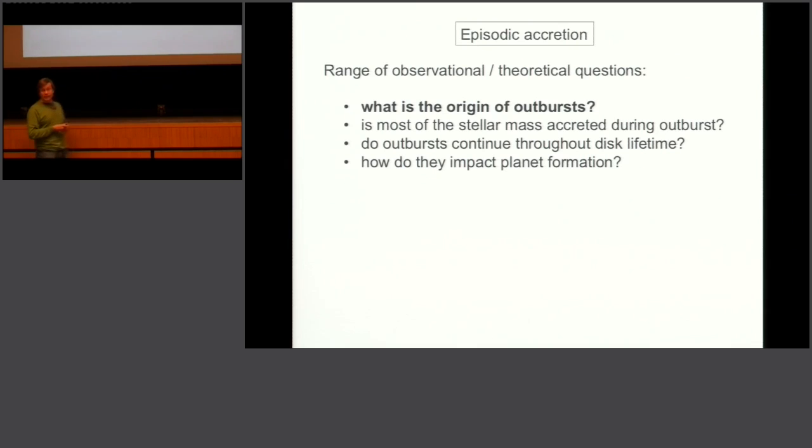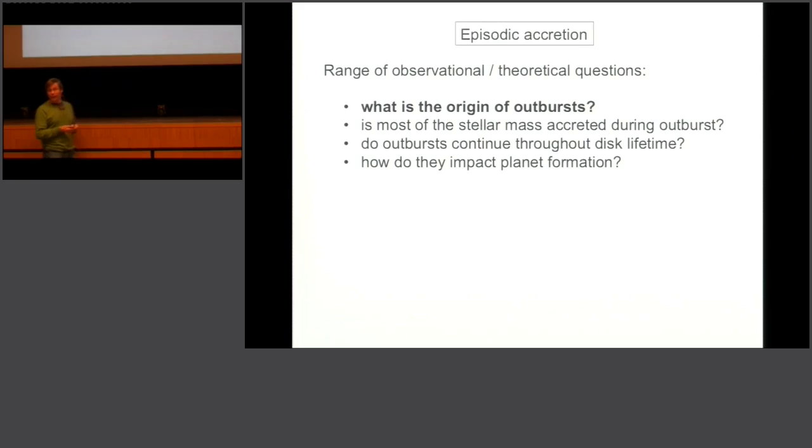Do outbursts continue throughout the disk lifetime, or do they only occur during the very earliest phases? As we'll see, most of the mechanisms that could produce these outbursts would be preferred at early times, but there's an important difference, at least in principle, between them only happening early and them mostly happening early, but continuing at perhaps a lesser rate even into the later phases of young stellar evolution.